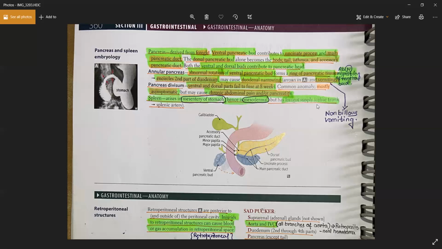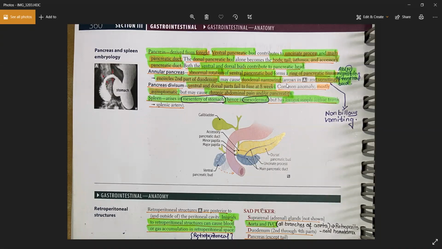Why is it happening? Because of abnormal migration or abnormal rotation. Then the second scenario is pancreas divisum, in which you have a failure of the migration. Okay, and failure of fusion. Most importantly, a failure of fusion of the dorsal pancreatic bud and the ventral pancreatic bud, and as a result, you now have two buds separately in the body of the patient, baby, right?